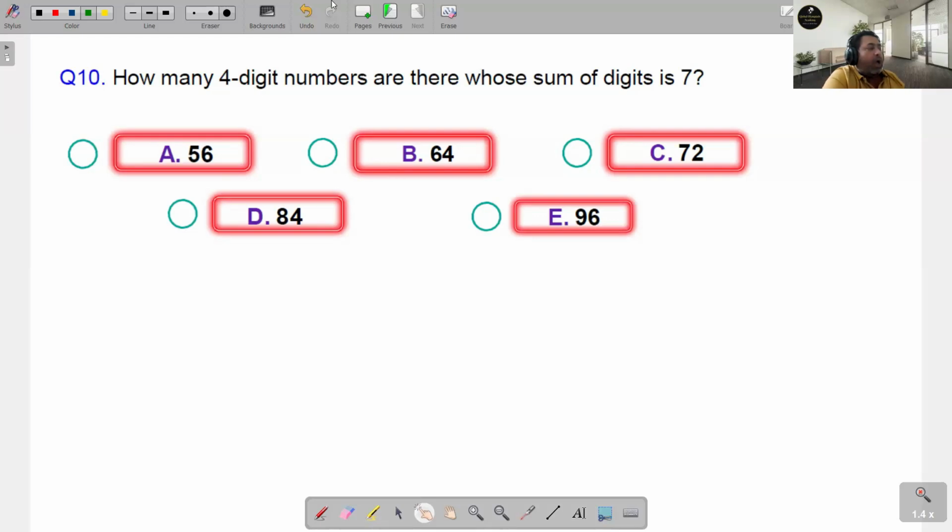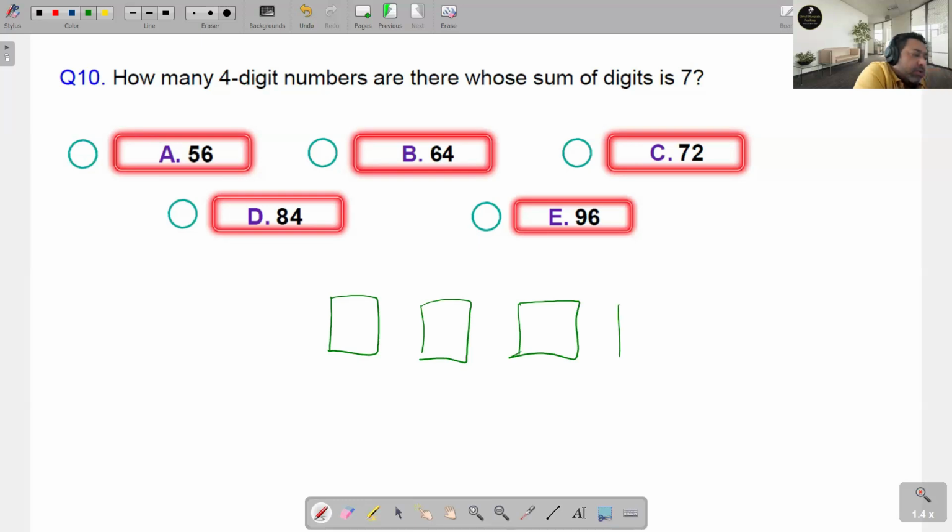Question number 10. How many 4-digit numbers are there whose sum of digits is 7? All right. So here we'll try and understand how to go about this question. If this is a 4-digit number, what are the rules here? Their sum is 7.